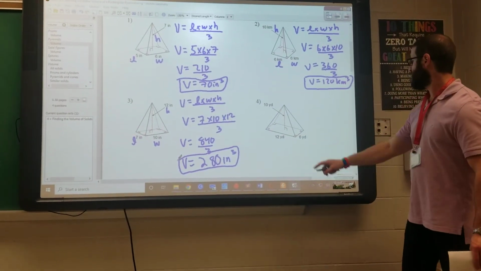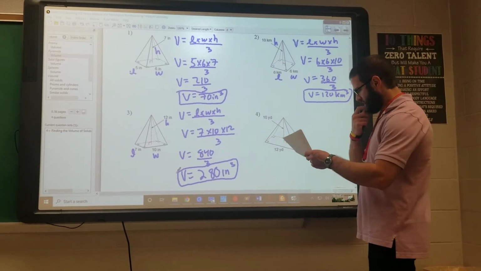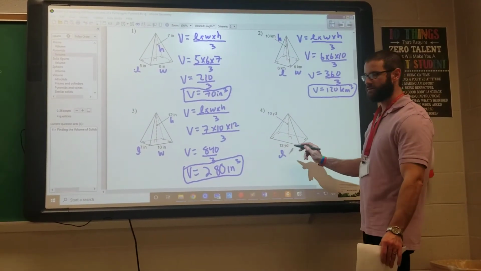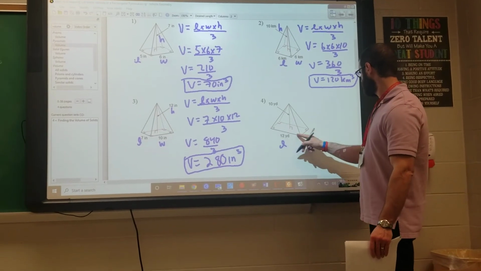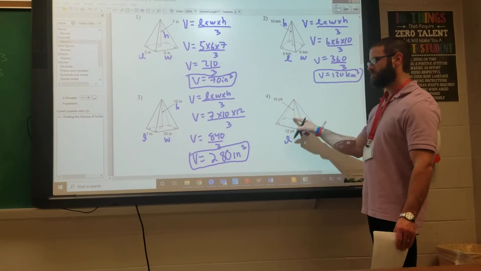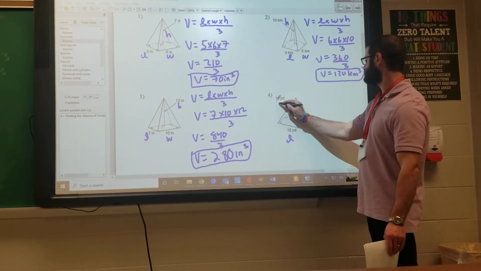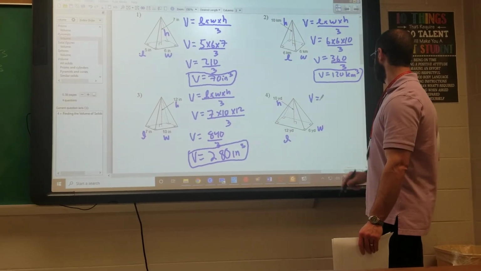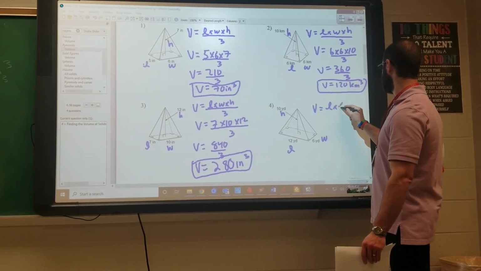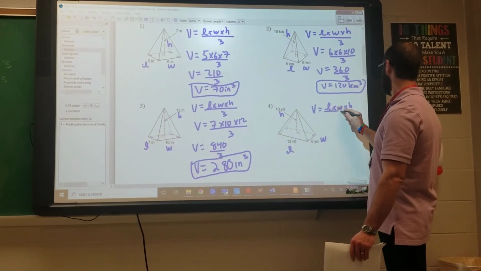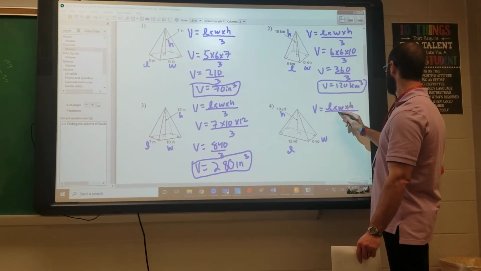All right, last one here. We're going to call 12 the length of the rectangular base. 6 is going to be the width. 10, that's the height of the pyramid, the inside height. So go back to that formula. Volume equals length times width times height, all over 3.